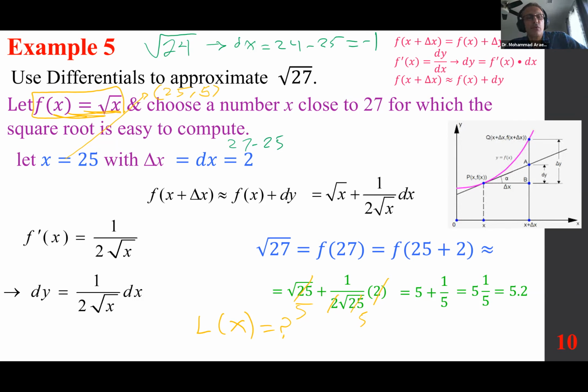And for the slope, you don't have to do much. You've already come up with f prime of x. If you plug in x equals 25, you already have this slope. So it should be pretty easy. I'll leave it for you, and then evaluate the square root of 27 accordingly. They must be identical to 5.2.